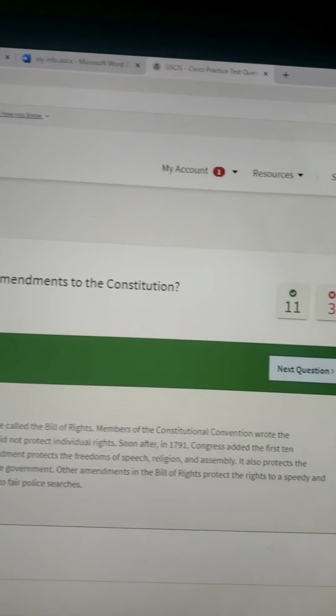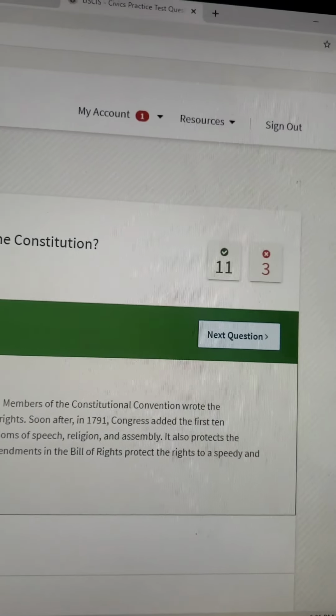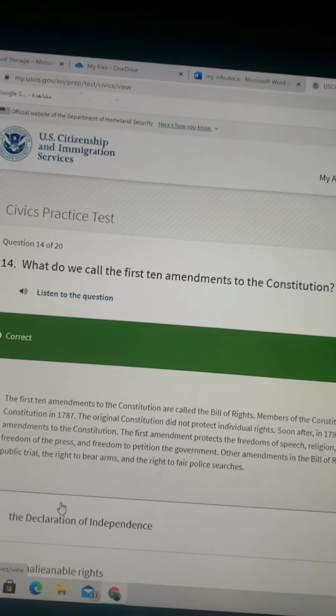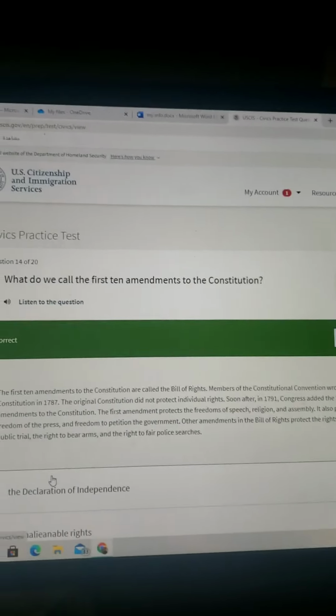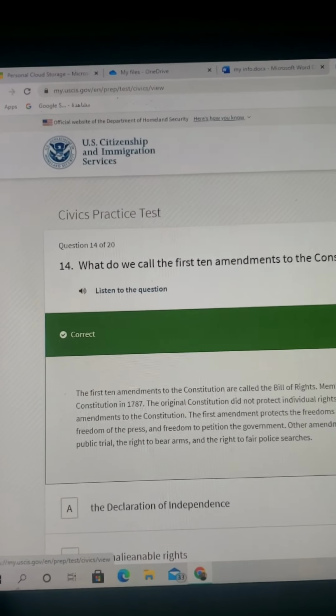Other amendments to the Bill of Rights protect the rights to a speedy and public trial, the right to bear arms, and the right to fair police searches. Okay.